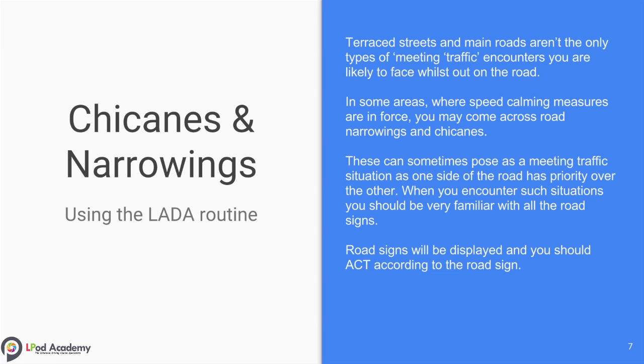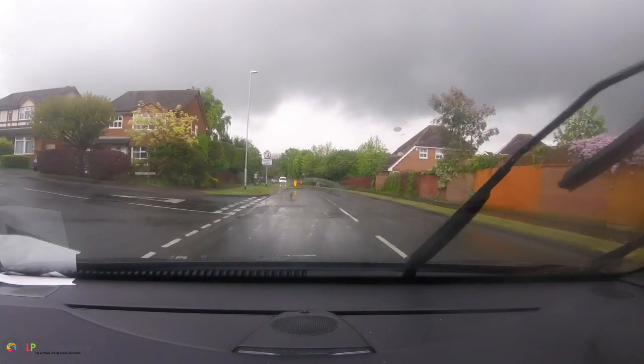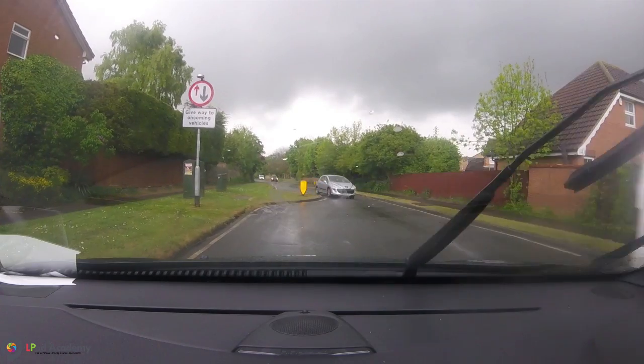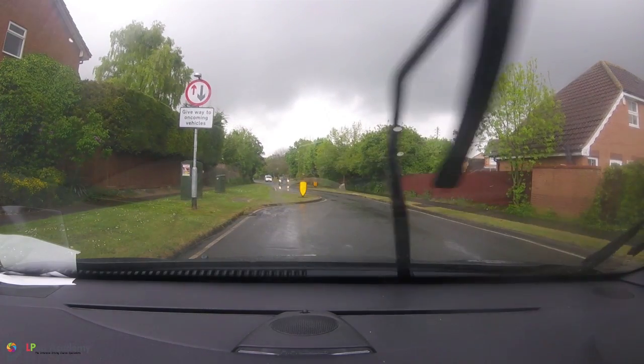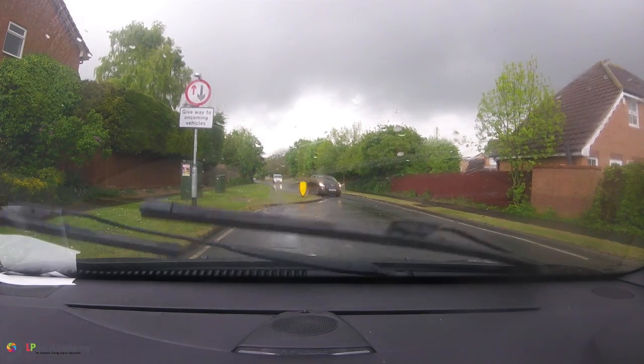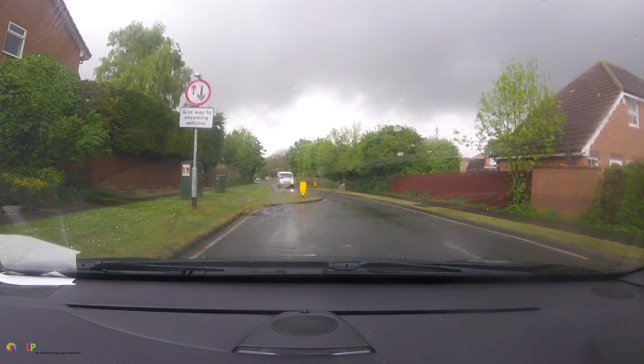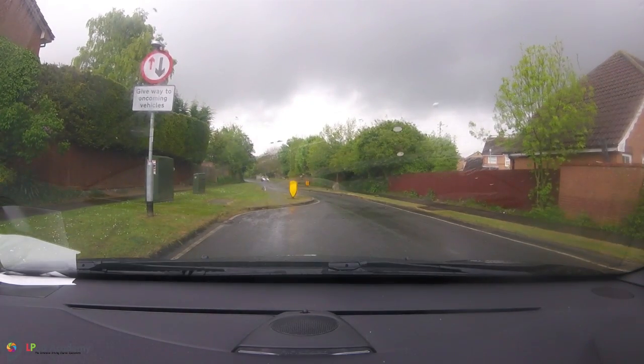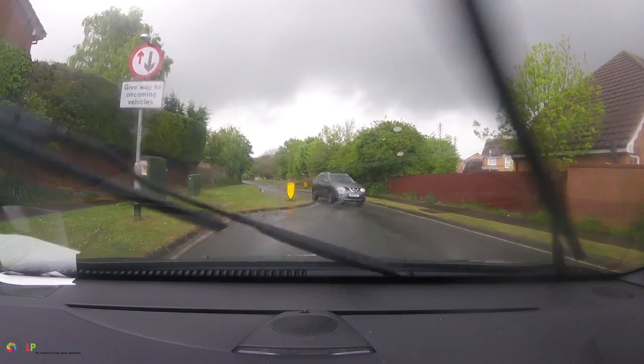When you encounter such situations, you should be very familiar with all the road signs. Road signs will be displayed and you should act according to the road sign. And in this video clip you can see a road narrowing. The sign on the left is telling us to give way to oncoming vehicles. As you can see, more vehicles are approaching and they have priority. If we were to pull out now, we could be hazardous to the oncoming traffic. Now is a good time for us to proceed forward.